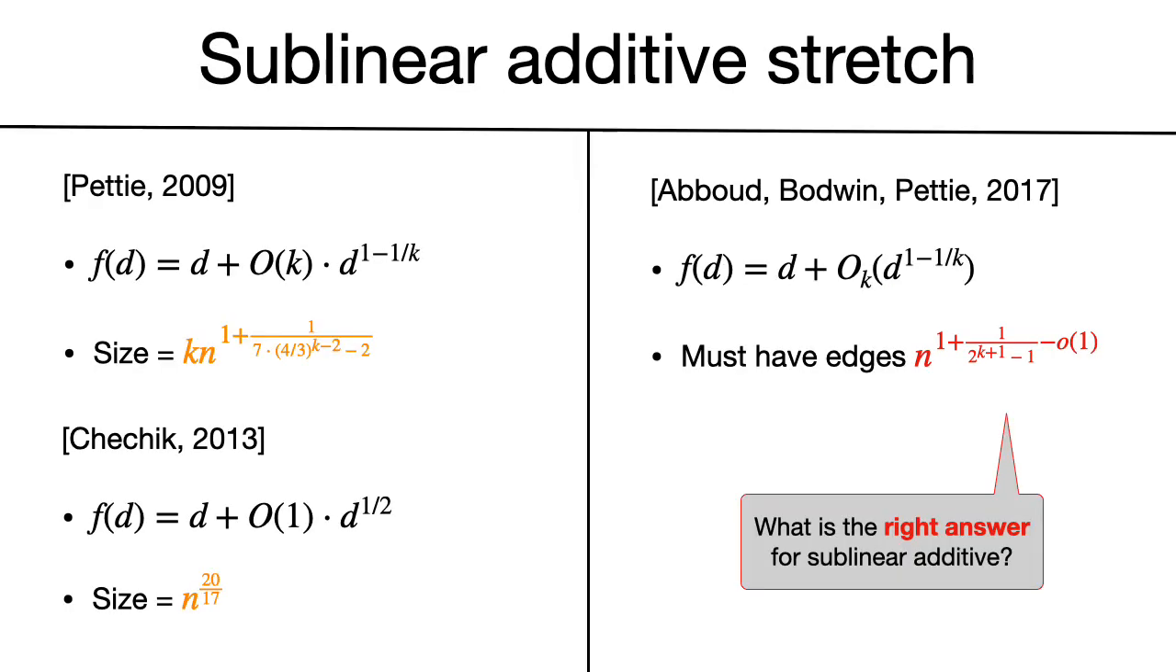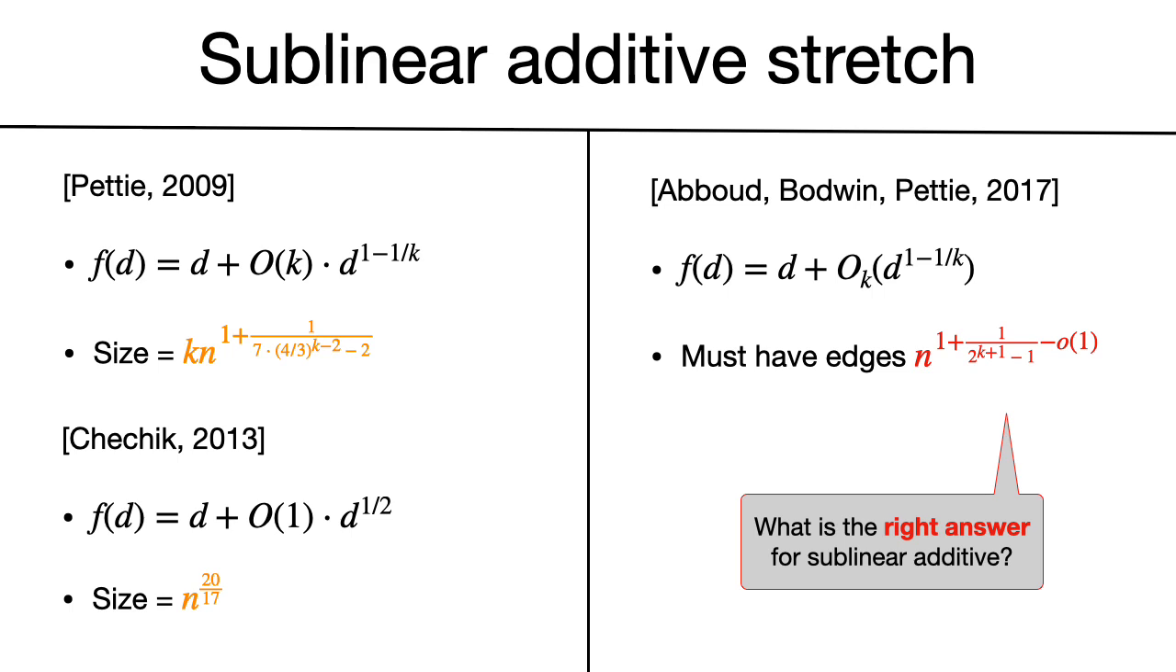Our knowledge about sublinear additive stretch is not as complete. When f is d plus d to the 1 minus 1 over k, the best upper bound was shown by Pettie in 2009, that spanner sparsity is at most n to the 1 plus 1 over some exponential function of k. For the special case where k equals 2, there was an improvement by Chechik in 2013 that the sparsity is at most n to the 20 over 17.